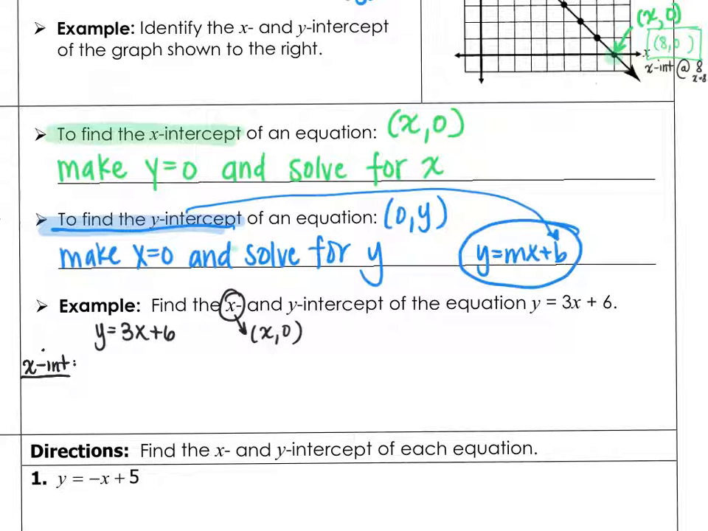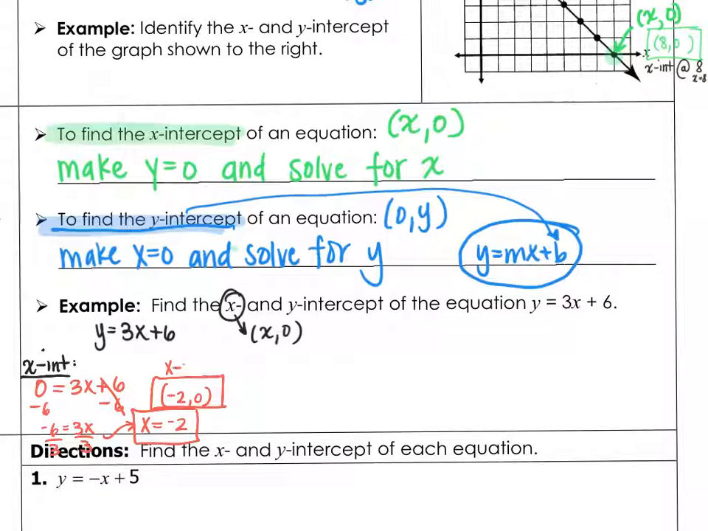So instead of y equals 3x plus 6, we're going to write 0 equals 3x plus 6. Just like that, I just made y equal 0 because we are looking for that x-intercept. So let's solve for x by subtracting 6 on both sides to 0 that out. I get negative 6 is equal to 3x. Divide both sides by 3 to get that x equals negative 2. So I have an x-intercept at negative 2 comma 0.